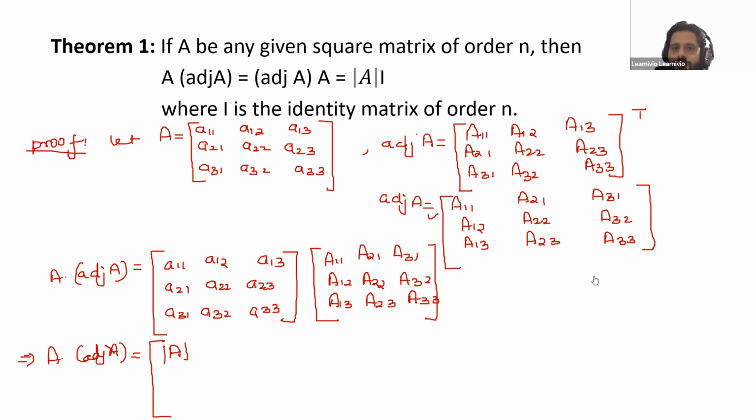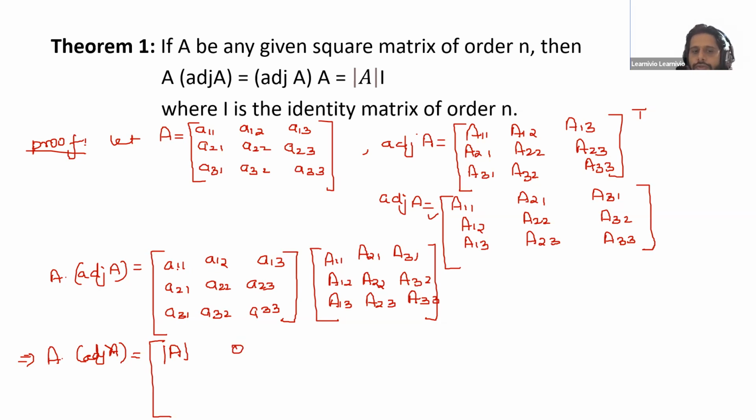Shravya, you are multiplying the first row elements A11, A12, A13 with the cofactors A21, A22, A23. Then what answer will you get? Shravya, determinant of A or 0? That is 0. Okay, because these are the elements of the first row and these are the cofactors of the second row. So this is 0.